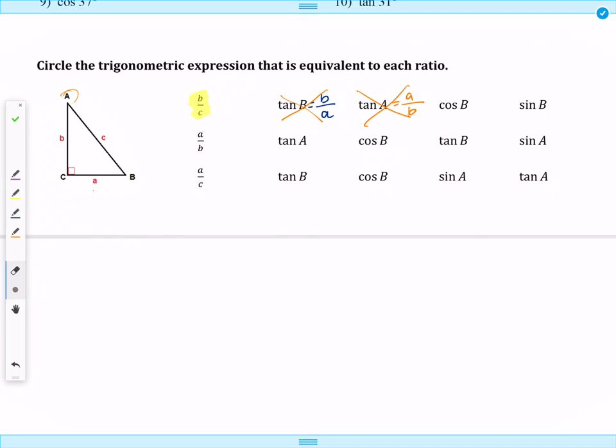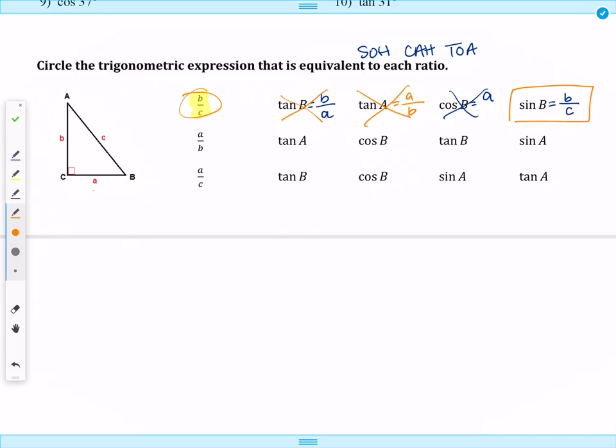The next one is cosine of B. Now let's think back what that means. SOHCAHTOA. If you need to write it up at the top, you can. Cosine is adjacent over hypotenuse. So adjacent to B is A. Automatically I know that's not it because it's supposed to be B over C, so you can really stop there. And then the last one is sine of B. Sine is opposite over hypotenuse. That would be B over C. And there is our correct answer, matching with the expression that was given.